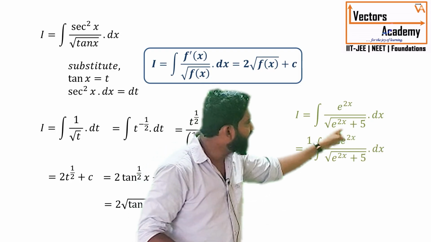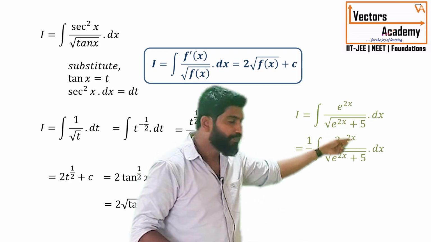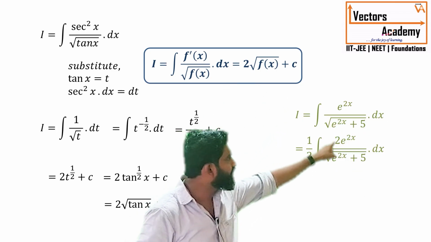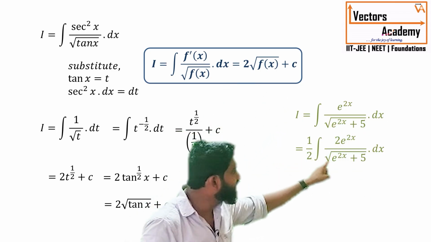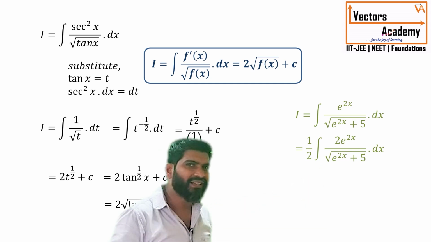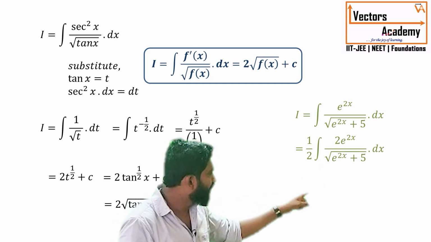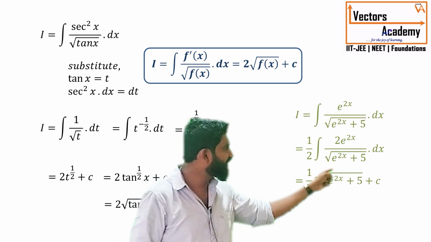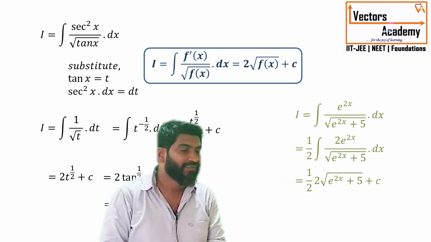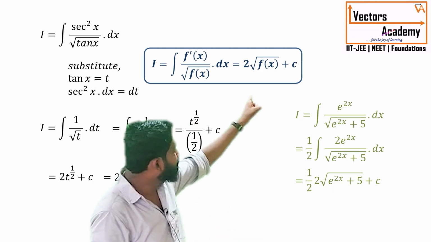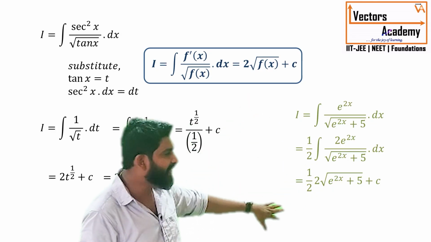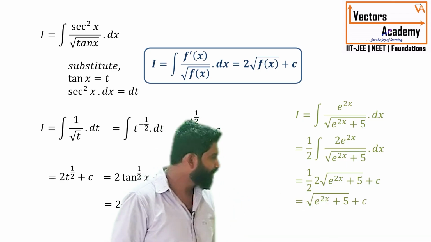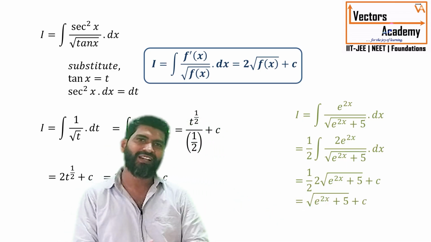It is e raised to 2x into 2, whereas the derivative of 5 is 0. So we have the derivative of this term like this. Now is it present in the numerator? Not completely. We can adjust 2 though, so we can multiply and divide by 2. Now we can see the derivative of this term is directly present in the numerator. So we can directly use this formula. We keep this 1 by 2 aside and apply the formula. We'll get 2 root of the denominator, and this should be our final answer.